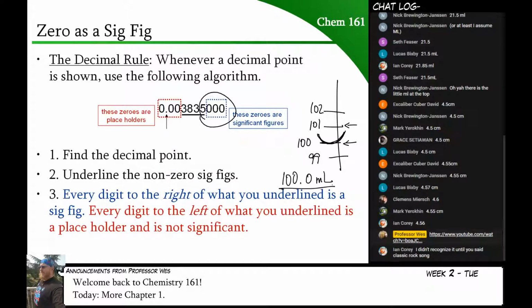And the way that we preserve those zeros as known is we invoke the decimal rule. If there is a decimal point, all of the trailing zeros now become sig figs. And it doesn't matter where that decimal ends up.